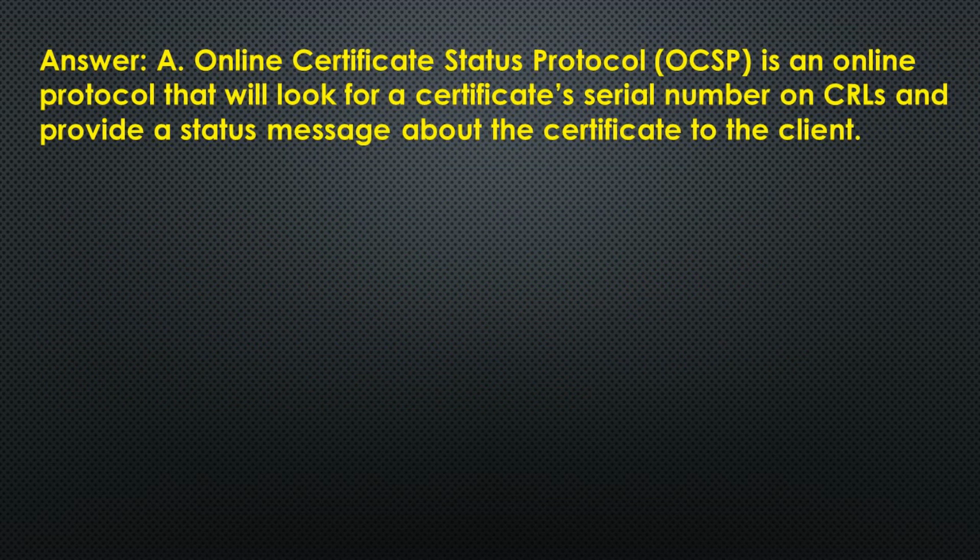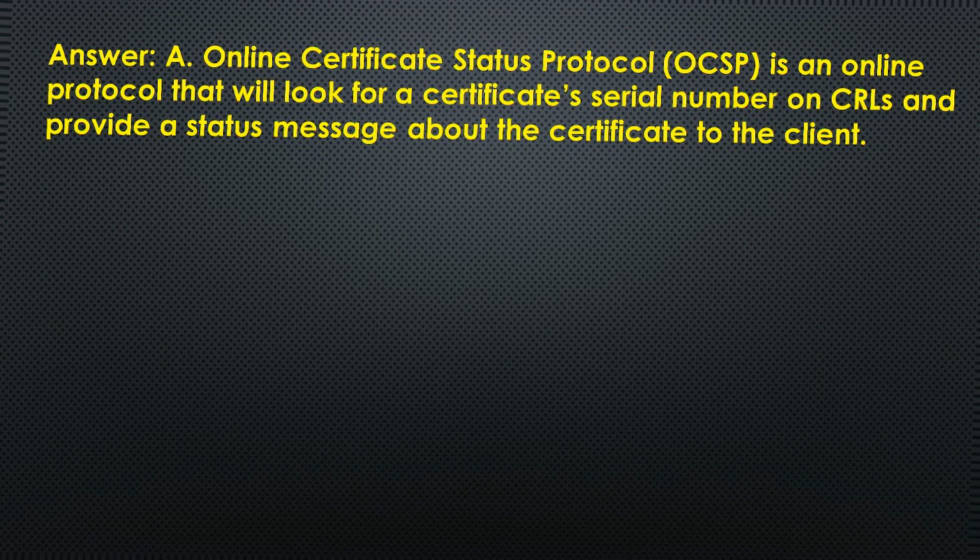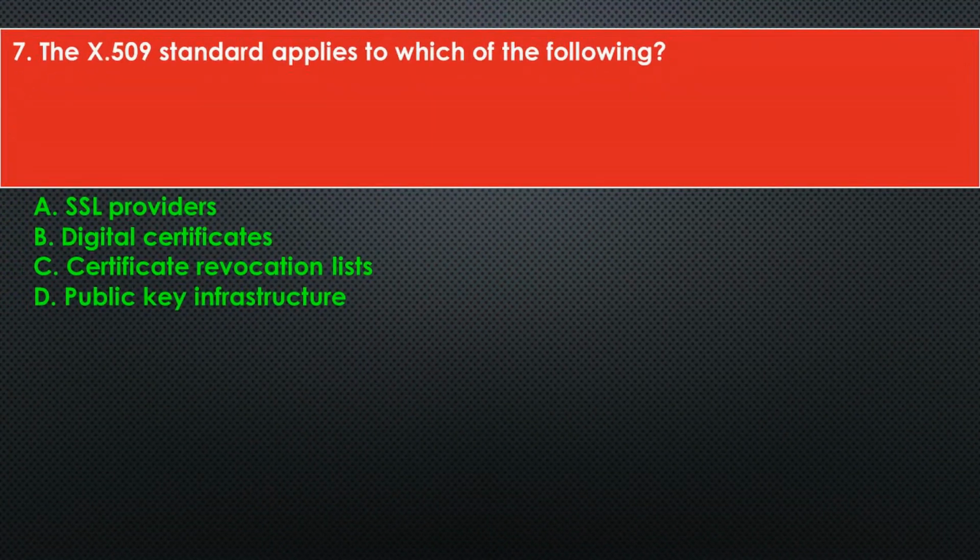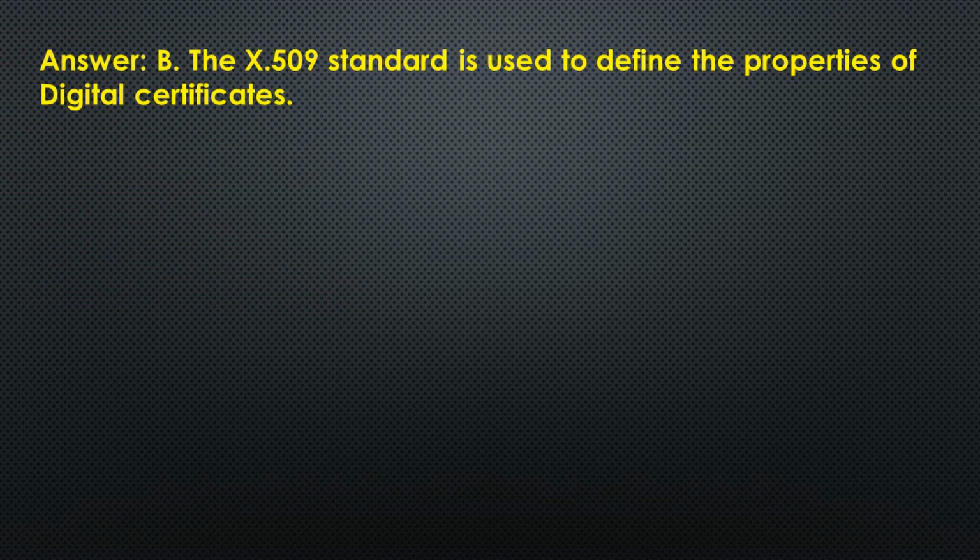Answer: A. Online Certificate Status Protocol, OCSP, is an online protocol that will look for a certificate serial number on CRLs and provide a status message about the certificate to the client. 7. The X.509 standard applies to which of the following? A. SSL providers. B. Digital certificates. C. Certificate revocation lists. D. Public key infrastructure. Answer: B. The X.509 standard is used to define the properties of digital certificates.